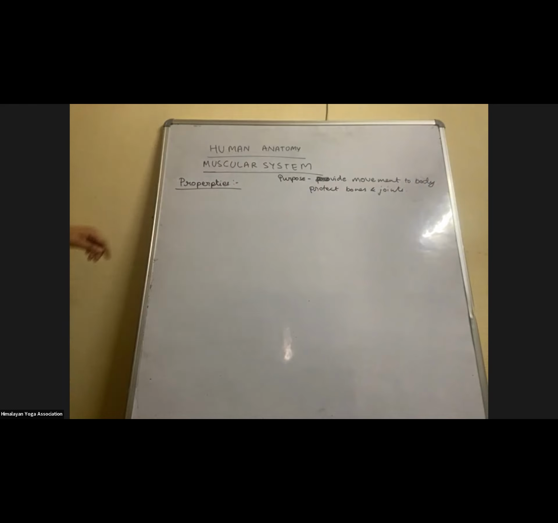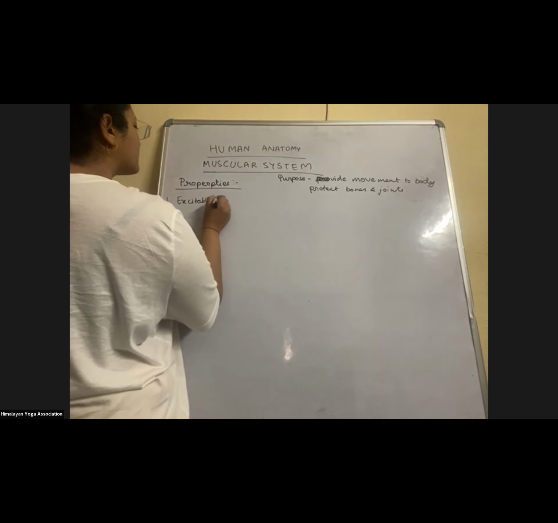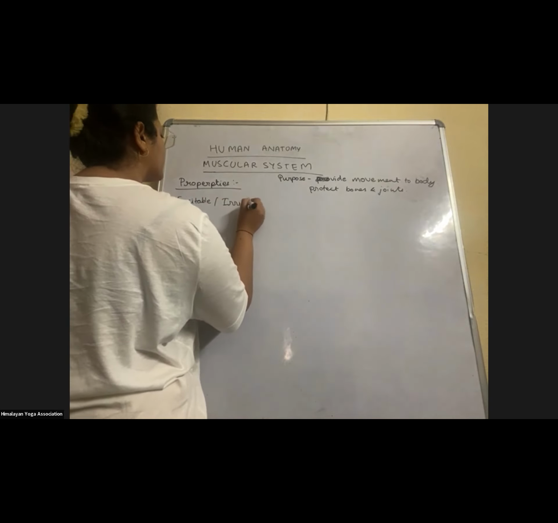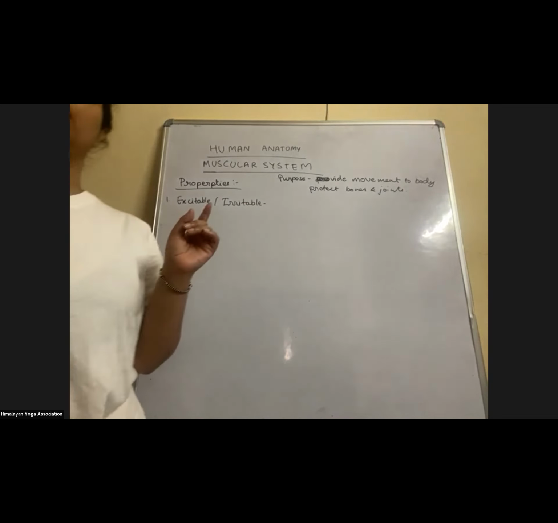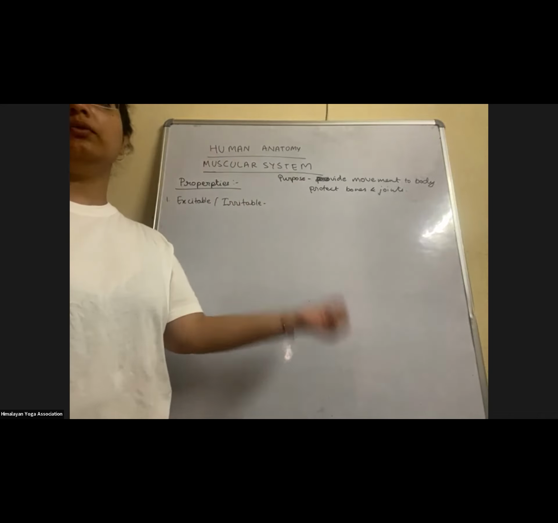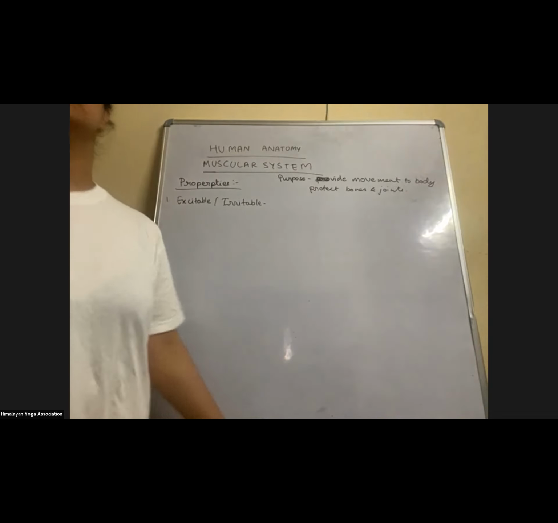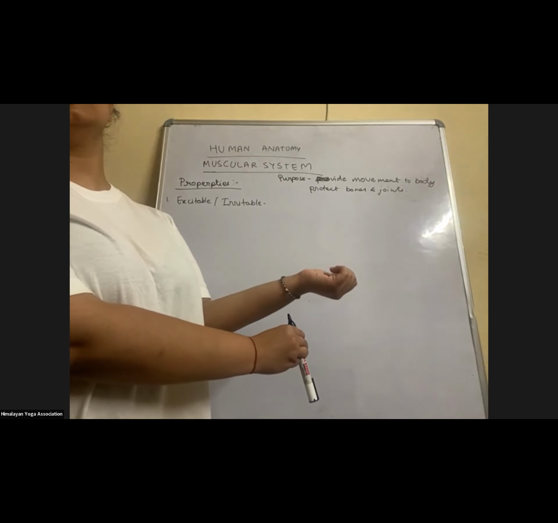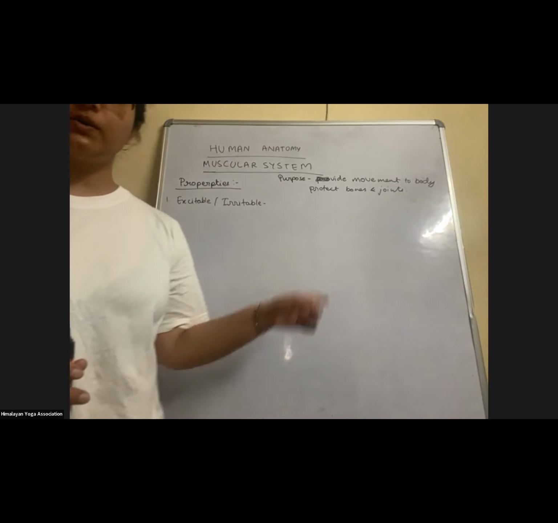Okay. So now we'll study the properties of muscles. That is excitable or irritable. So I'm moving this arm. There can be 2 reasons. It can be internal or external. Suppose I was moving this arm and then suddenly something pricks. Then it will move. This is because of the outside world.